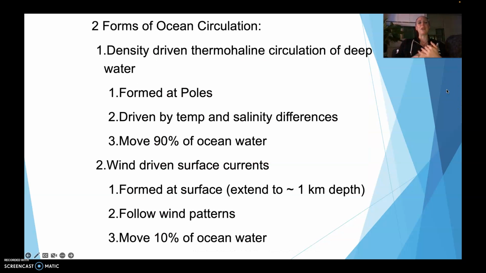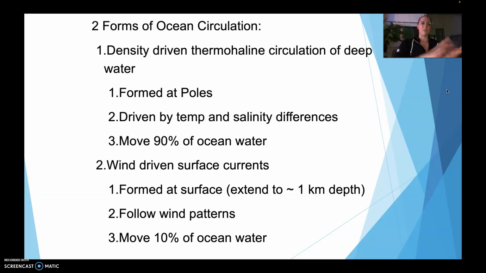So we have basically two main forms of ocean circulation around the world. One of which being density-driven circulation, that's the thermohaline circulation, right? So that forms at the poles. It's driven by temperature and salinity differences, which bring forth density. And it moves about 90% of the ocean water, right? So we have to think about the ocean as this three-dimensional object. It's not something that's just at the surface. It has more to it.